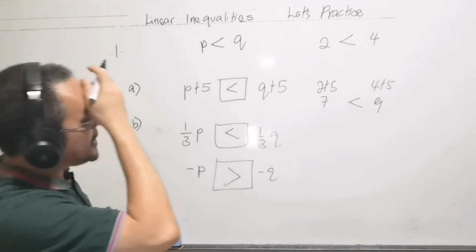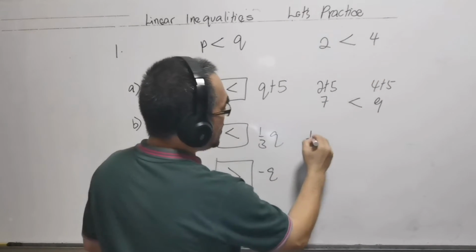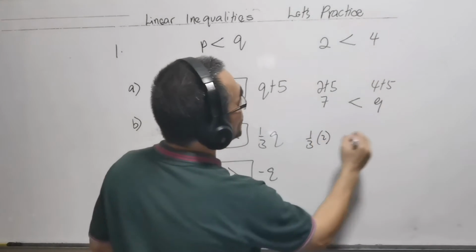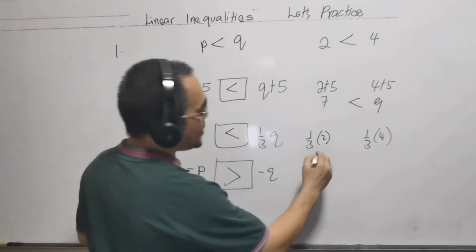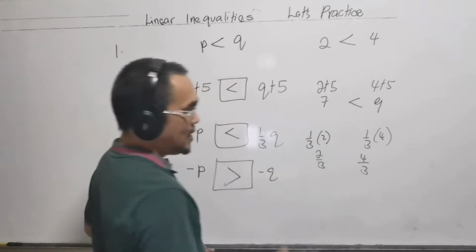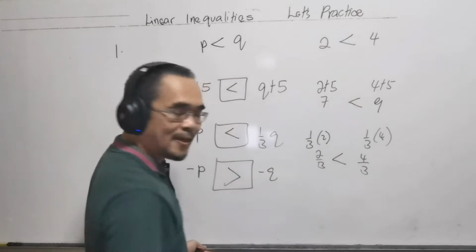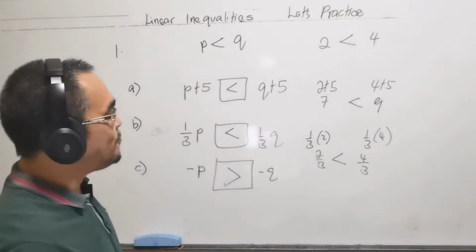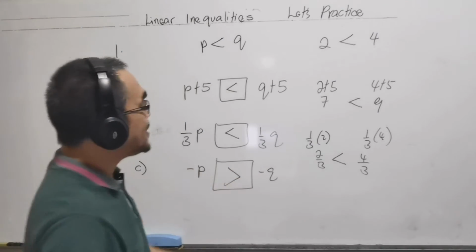So what will happen if we multiply 2 and 4 by 1/3? 1/3 times 2 and 1/3 times 4. So we get 2/3 and 4/3. Is it still less? Yes, it's still less. 2/3 is less than 4/3. But why do we have to change the symbol here?